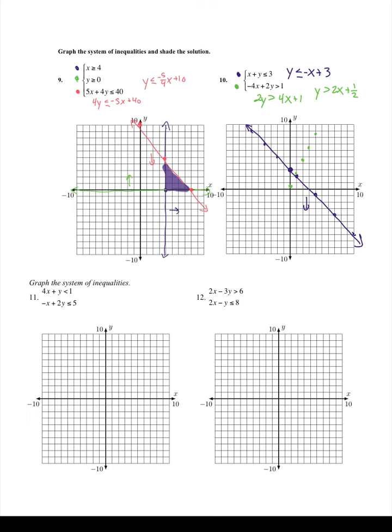Or you can go down 2 to the left 1. Connect your dots with a dashed line. We're graphing above, so it's below the purple, above the green, and so that's going to be that area to the left. Shade in the entire area.